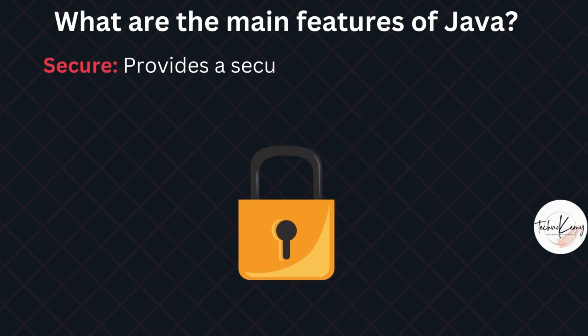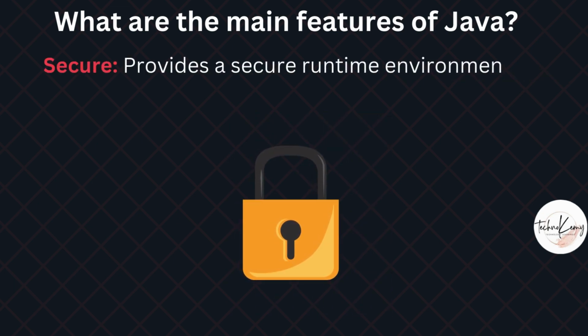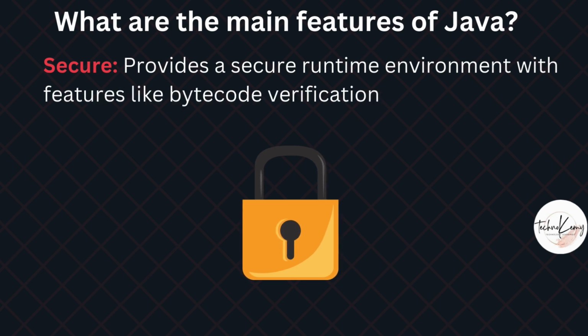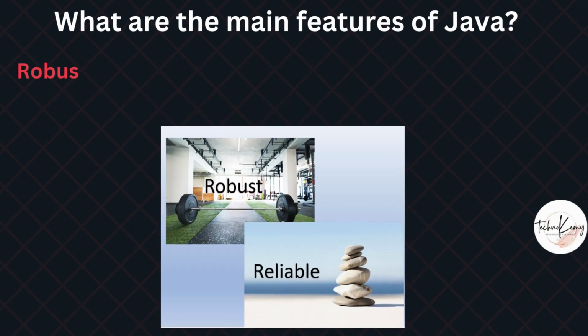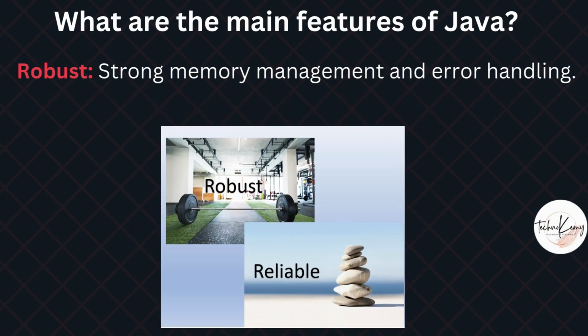Java provides a secure environment for developing and running applications. It includes features such as bytecode verification, sandboxing, and cryptography to protect against security threats. Java's strong memory management and error handling make it one of the most robust programming languages.